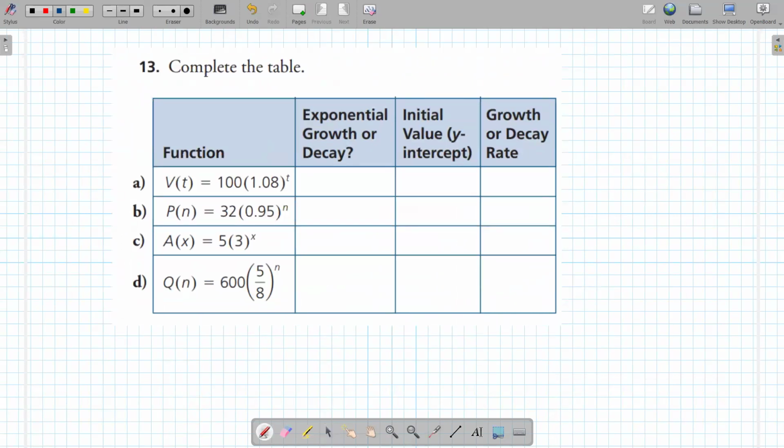Let's see if we can fill this up. It's not super difficult. Exponential growth or decay, you're strictly looking at the b values. Is A growth or decay?